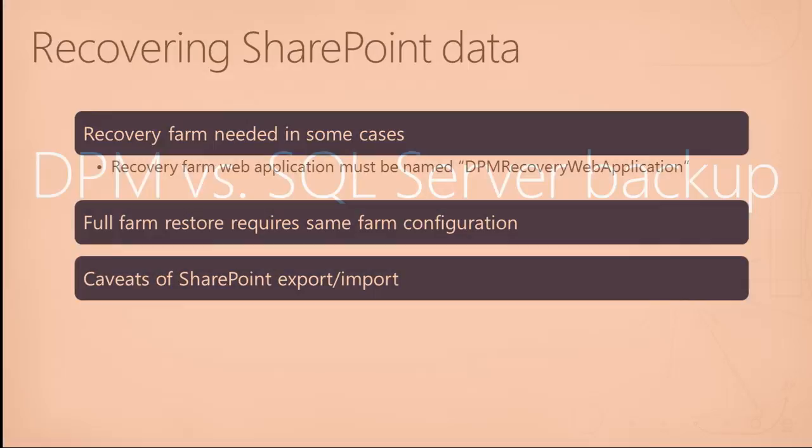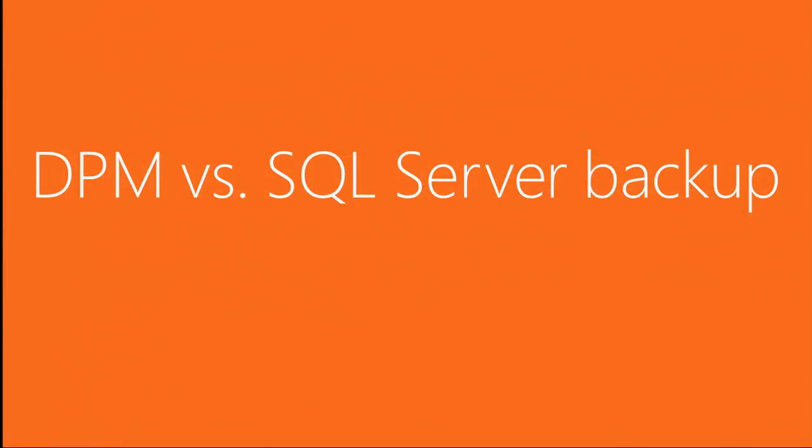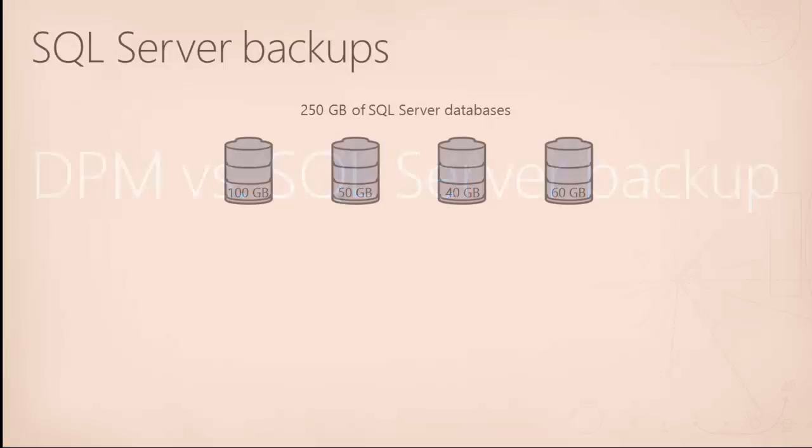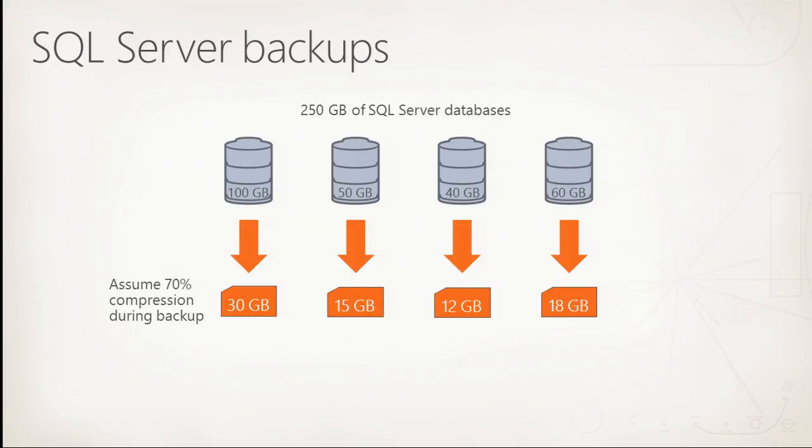Okay? So finally, let's just very quickly walk through a DPM versus SQL Server backup type scenario. First point here is that we've got 4 databases that are 250 gigabytes in size. And these are content databases that are 100, 50, 40, and 60 gigabytes respectively. And if we assume a 70% compression, we're using SQL compression or third-party compression during backup, and we do full backups, we'll get something that looks like this.